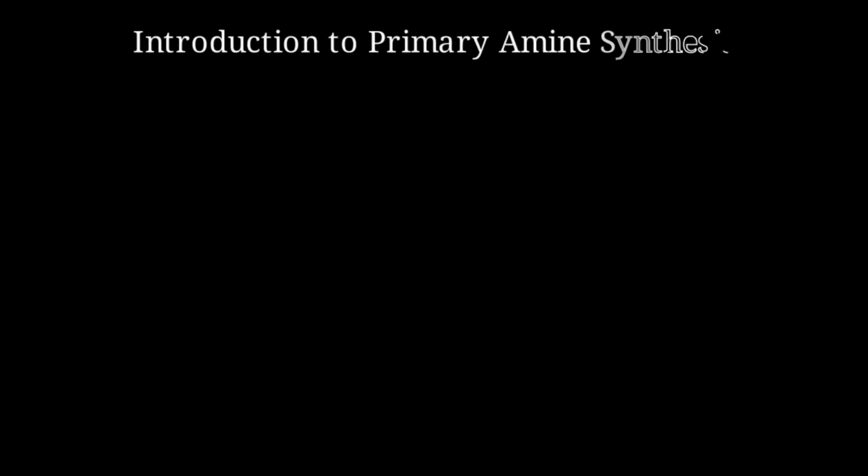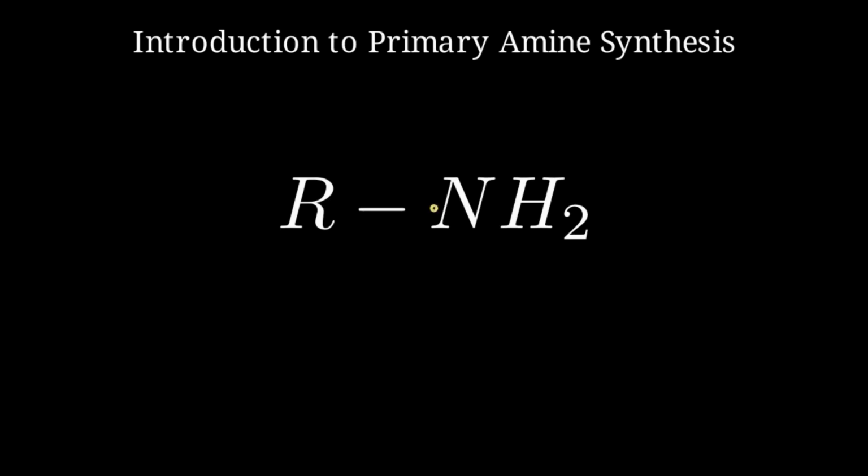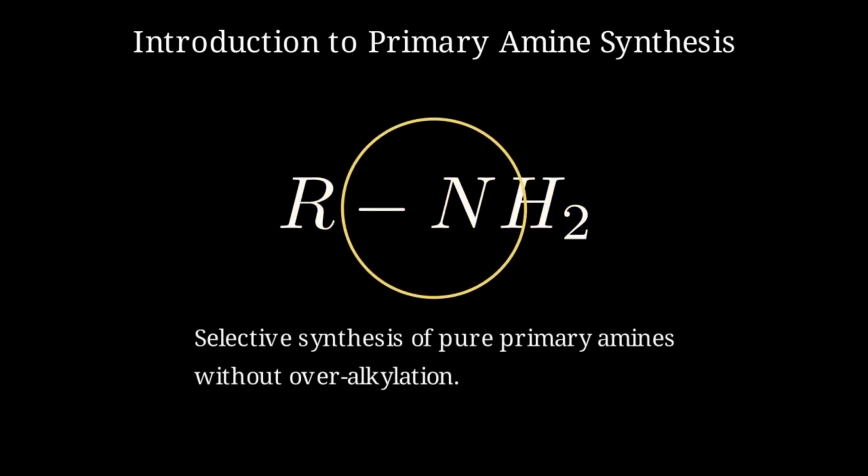Synthesizing pure primary amines can be challenging because standard alkylation often leads to a mixture of products. The Gabriel Phthalimide synthesis provides a sophisticated solution, allowing for the controlled production of primary amines with high purity and no secondary or tertiary byproducts.